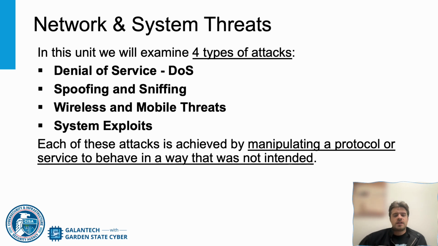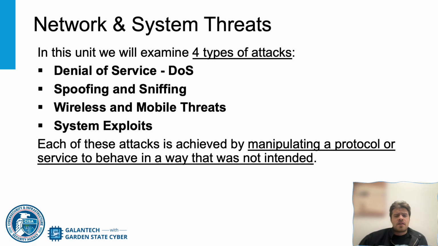So in this unit, we're going to look at these four types of attacks: DOS, or a denial of service, spoofing and sniffing, wireless and mobile threats, and then system exploits. Each of these is achieved by manipulating a protocol or a service to behave in a way that was not intended. There are two ways that an attack can be implemented: on specific software or operating systems, and on specific protocols or services.